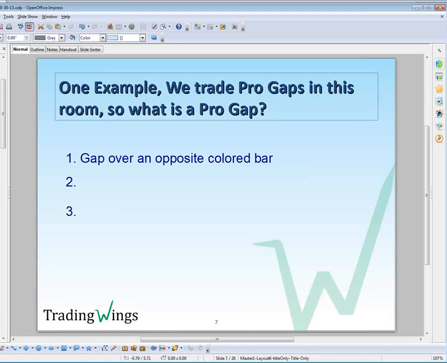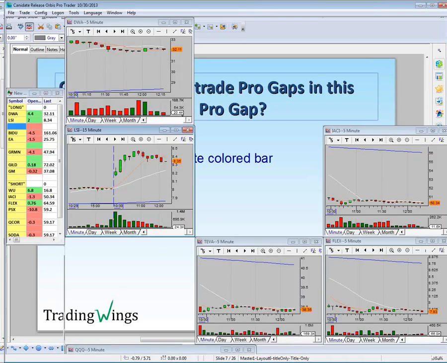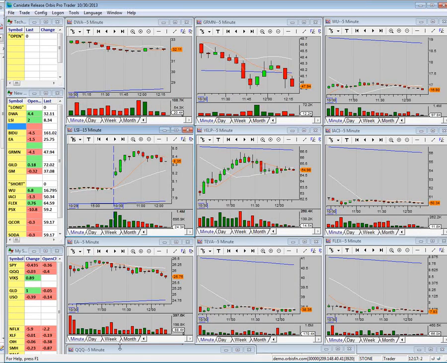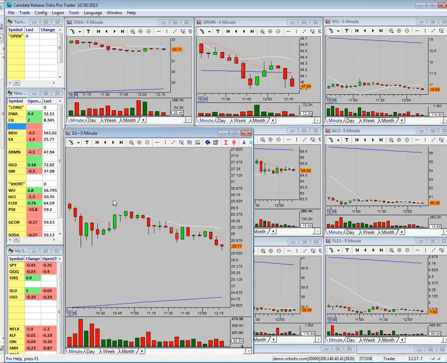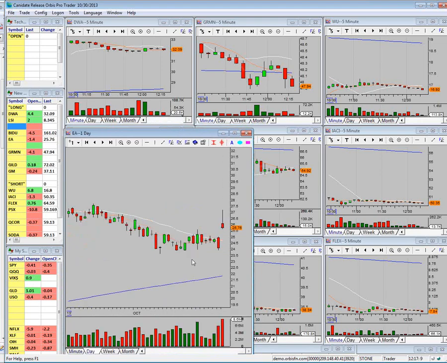So, for example, today, let me give you an example. Today, for example, EA, Electronic Arts. We're on a daily chart, guys. This is a red bar, and we gapped over that red bar. So that is a pro gap. It's gapping over a red bar.